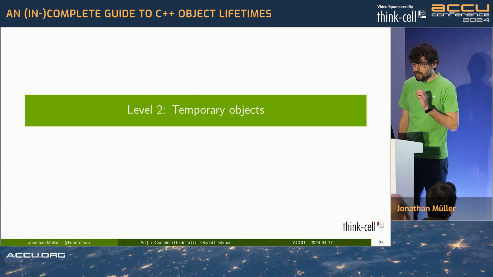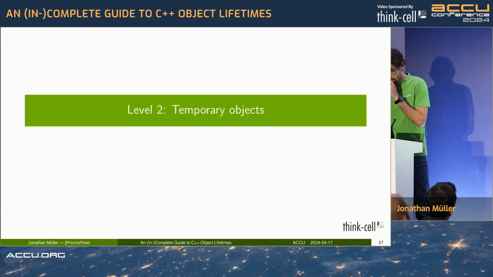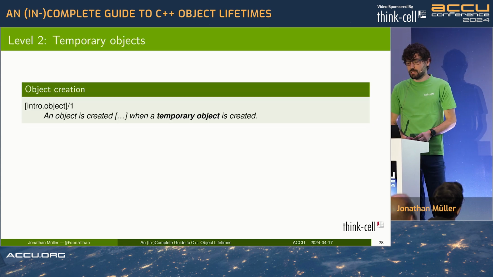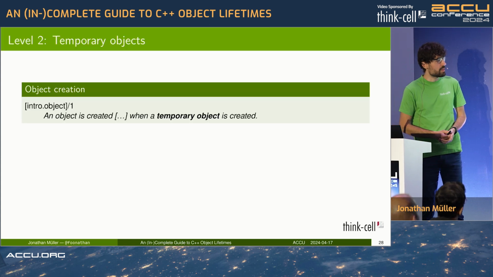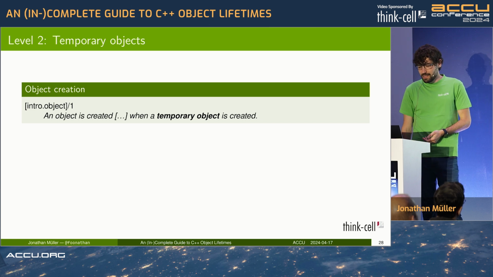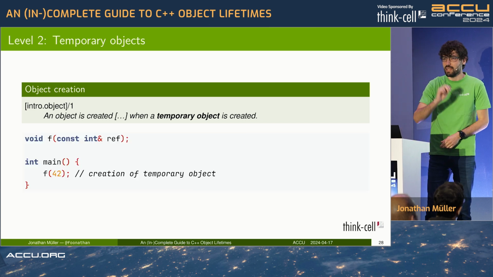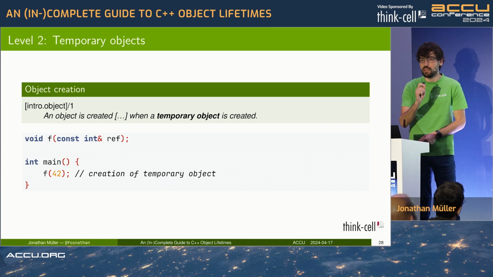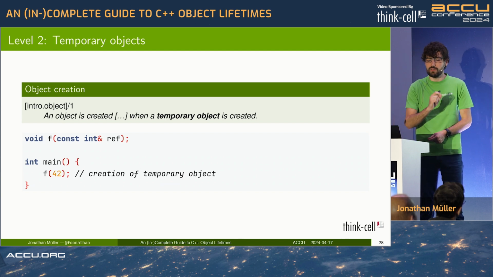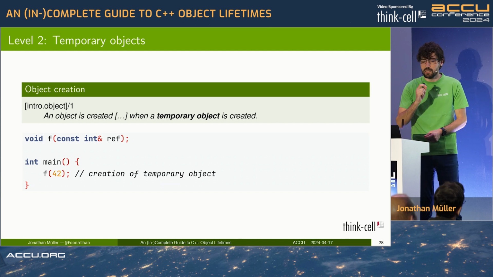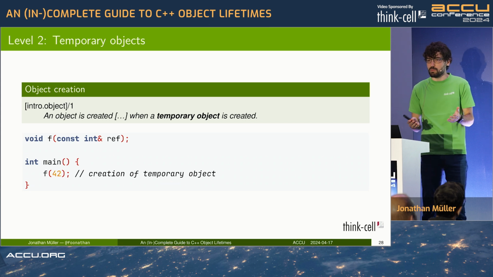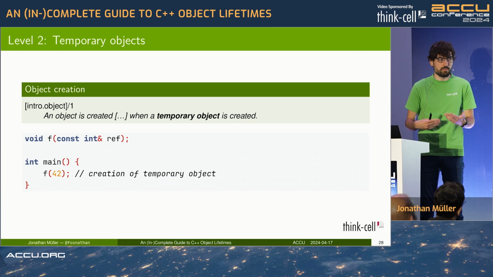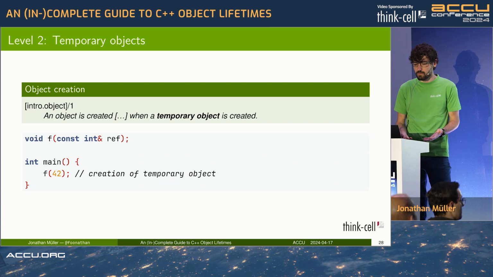So let's talk about something more interesting, temporary objects. An object is created when a temporary object is created, which is a great tautology. So consider this code. We've got a function f, which takes a reference to an int const. And then we're calling it with the number 42. Now, the number 42 is a PR value, right? It doesn't live anywhere in memory. It's the number 42. It doesn't have an address. We can't modify it because it's always going to be 42.